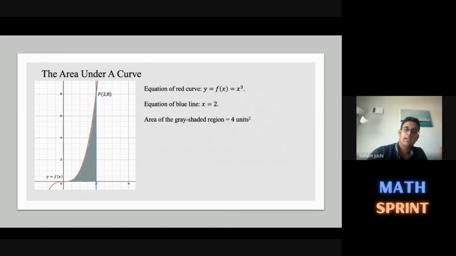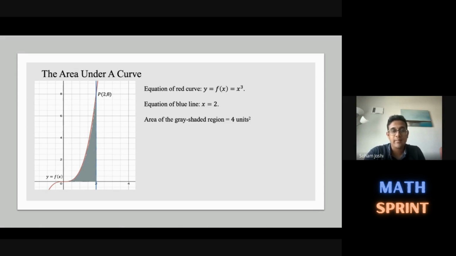But there's a problem. The shape encompassed by a curve is rarely a polygon, like a square or a rectangle. If it were a regular polygon, it would be easy to calculate the area. We would just have to use existing formulas like length times width. So how do we find the area under a curve in general? This was the original purpose of integration, also called anti-differentiation.